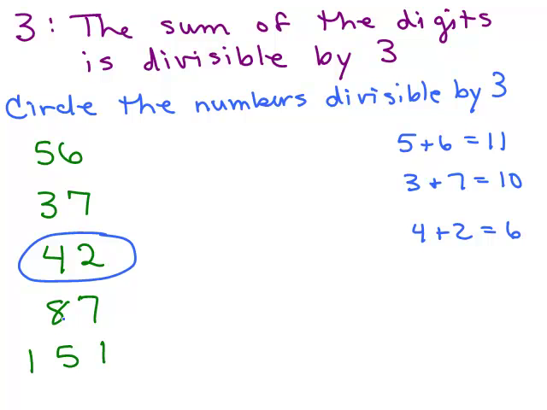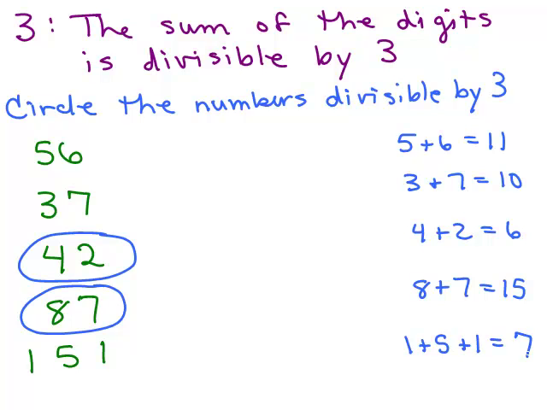All right, how about 87? The digits are 8 and 7. 8 and 7 add up to 15. Does 3 go into 15? Yes. That means 3 also goes into 87. How about 151? Well, there's 3 digits, so add all 3 of them up. 1, 5, and 1 is 7. Does 3 go into 7? No. So these are the only numbers of this list that are divisible by 3.